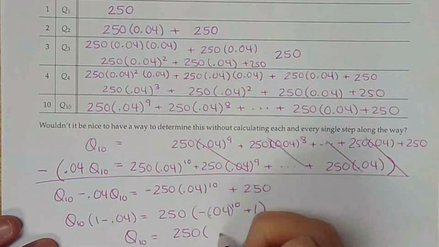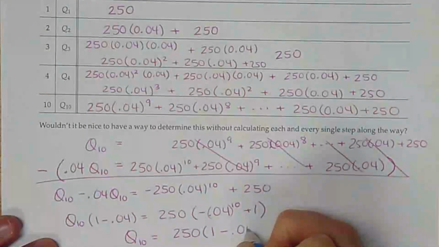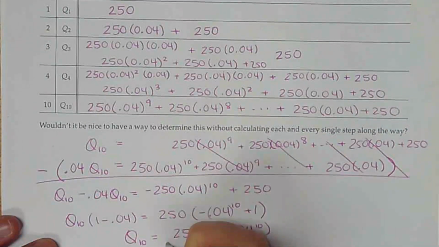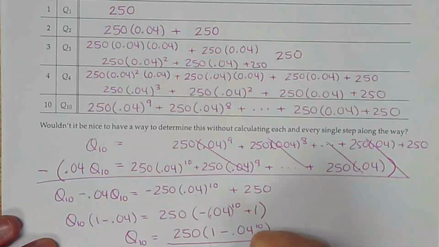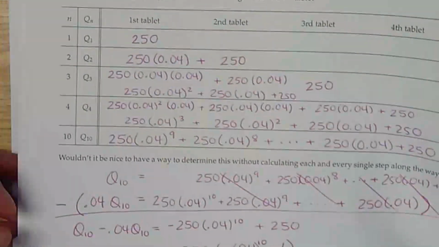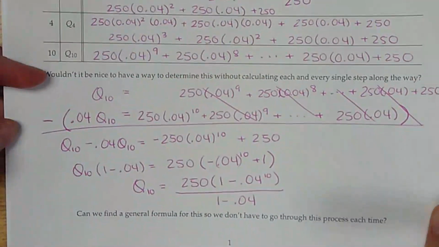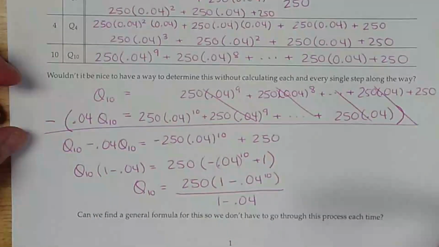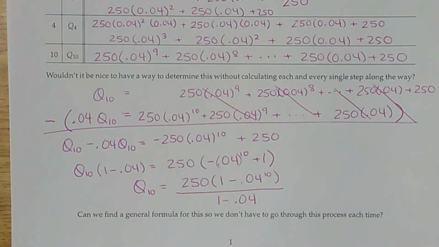I'm just going to rearrange this here. So I have 1 minus 0.04 to the 10th divided by 1 minus 0.04. That is a whole lot easier to put into the calculator than doing each term individually. It would be really nice if we could find a general formula so we don't have to go through this process each time. So come back for the next video and we'll take a look at that.